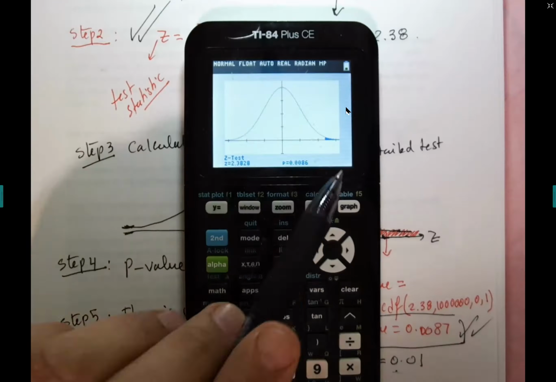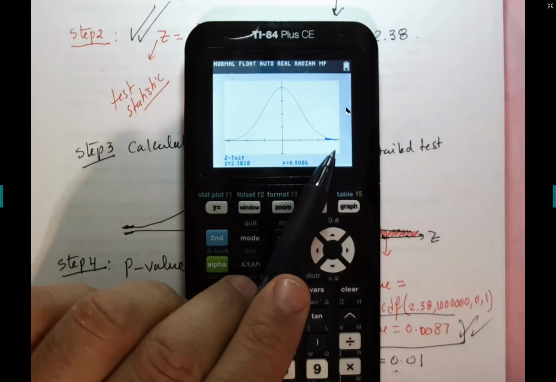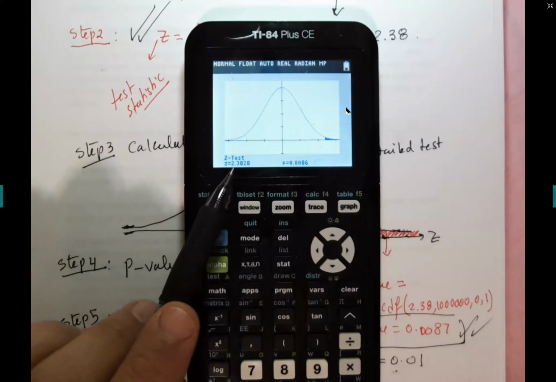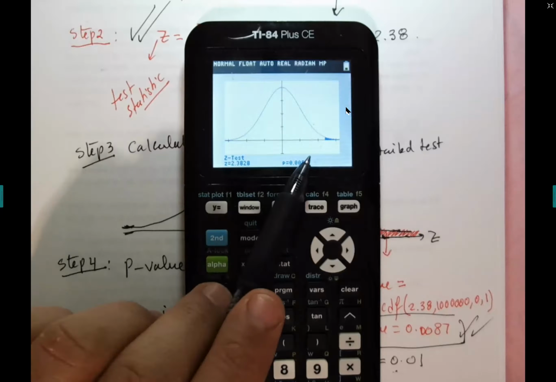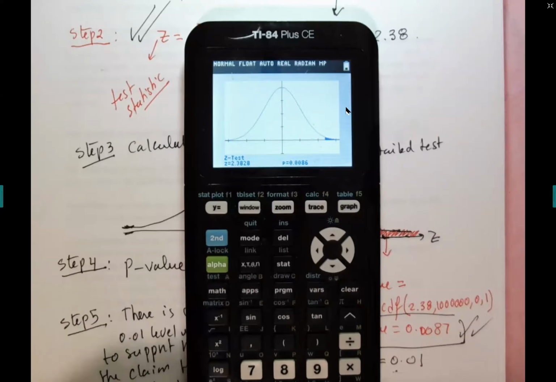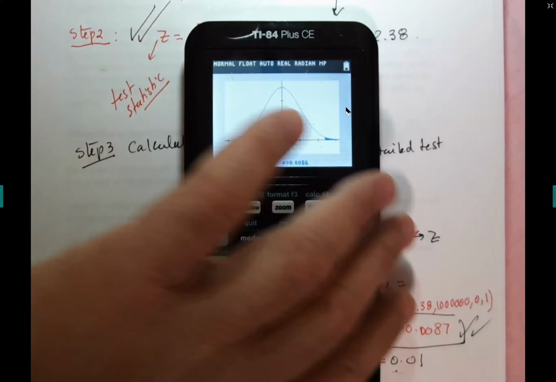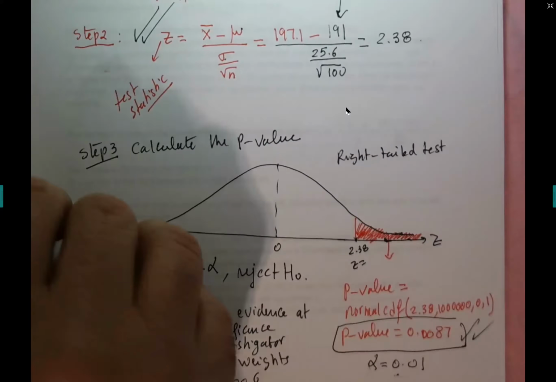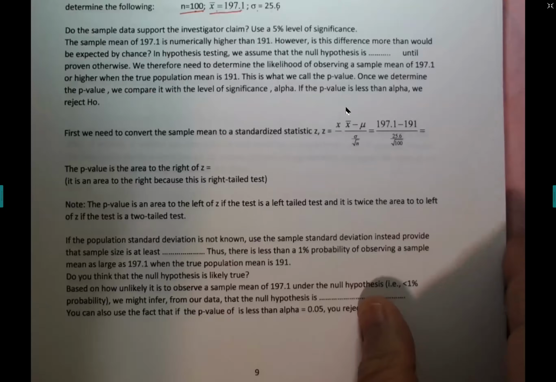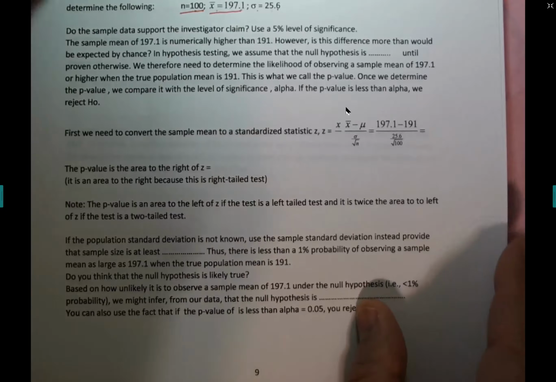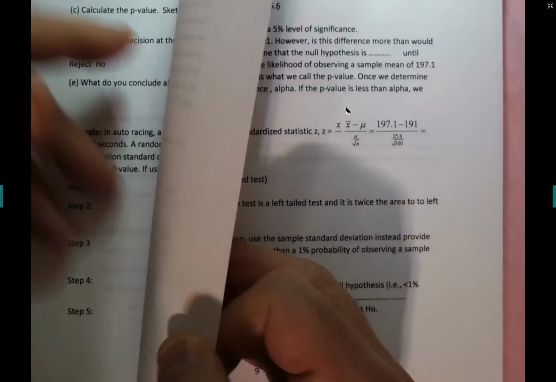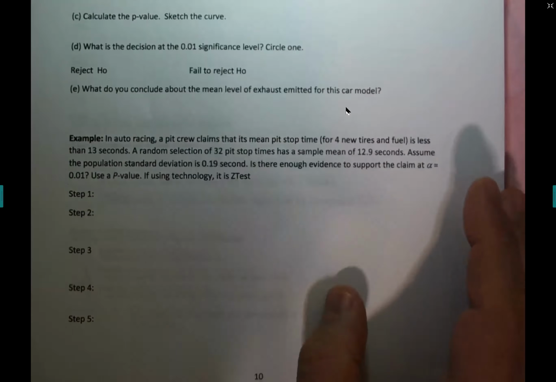You see what's shaded in blue here? This is the p-value. Look, this is the test statistic 2.38, and this is the p-value 0.0086. That's how we use the program to find the p-value. Are the steps the same for the older calculator? Yes, it should work. All right, let's do another one together.